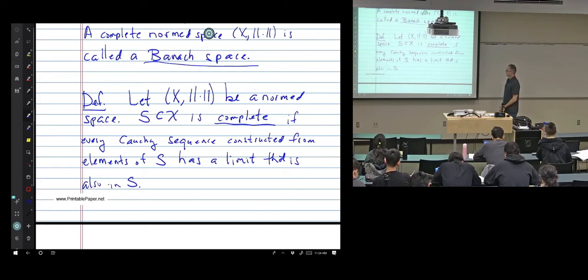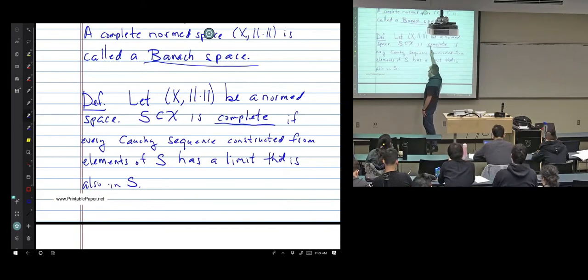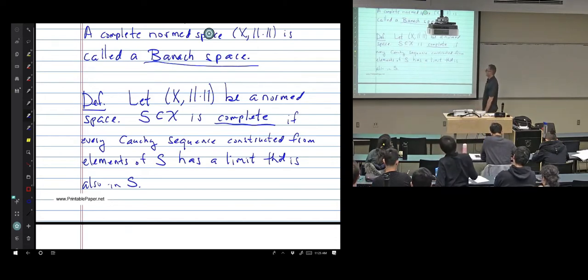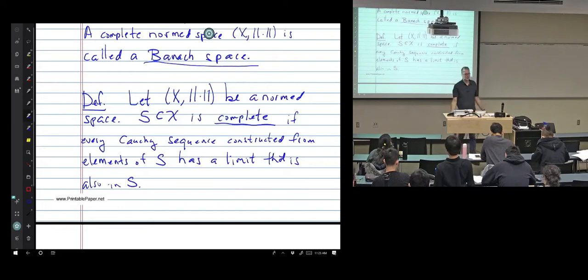So this is just emphasizing the same idea. I can't take my Cauchy sequence in X and have it converge to something outside of X and call that a converging sequence. No, the notion of a limit has to be something in X. And if I'm going to say a set is complete, all of the limits have to belong to S as well. So I can't take elements from S and say they converge to something else in X. That's not complete. They have to stay in S.